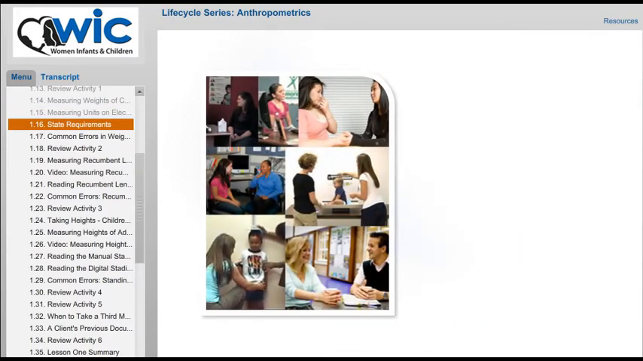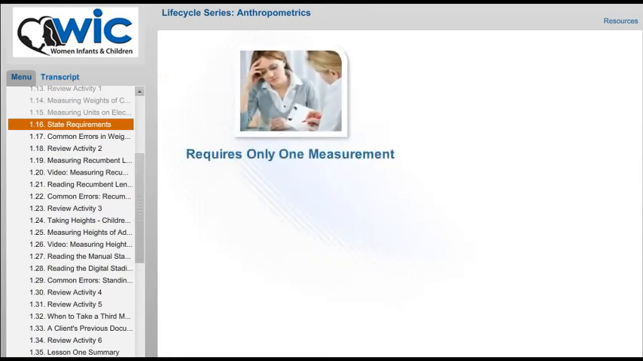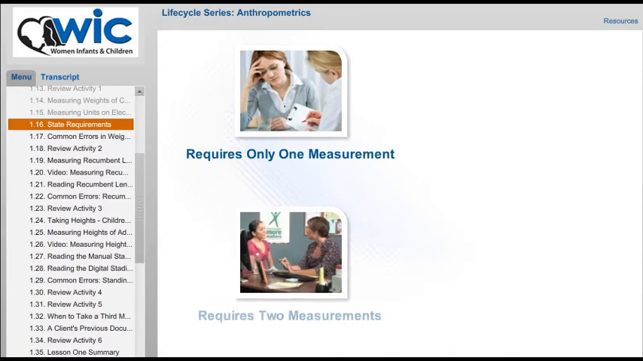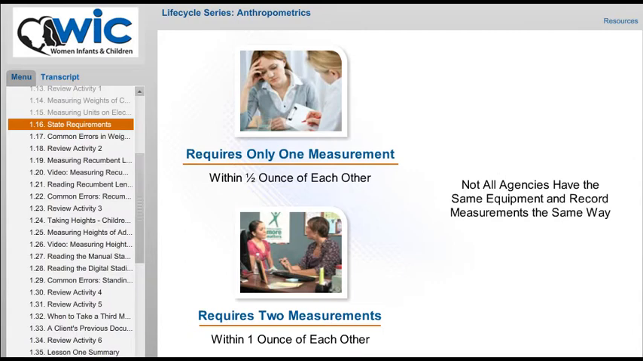Since this is a general course on anthropometrics, we cannot cover every agency's height, weight, and length requirements. For example, one state might require only one measurement of an infant on the electronic scale, whereas another might require two. One agency might require these two measurements to be within 1/2 ounce of each other, while another requires it to be just one. Now, it would be great if all the agencies had all the same equipment and recorded all the measurements in the exact same way, but they don't. Not yet, anyway. So what do?